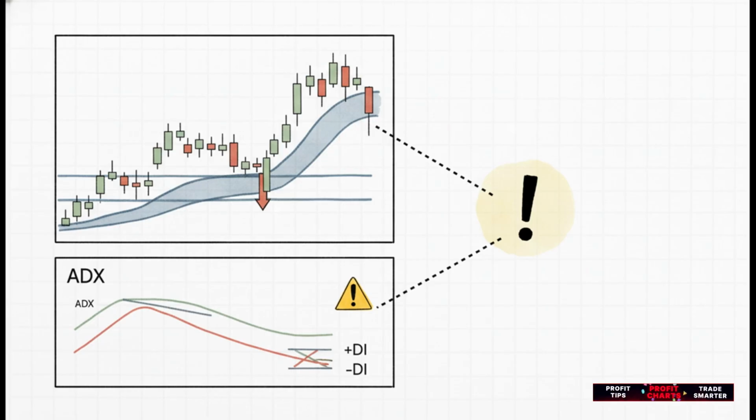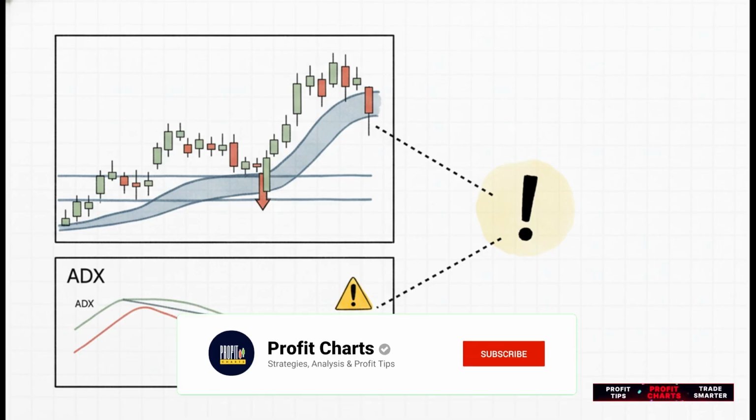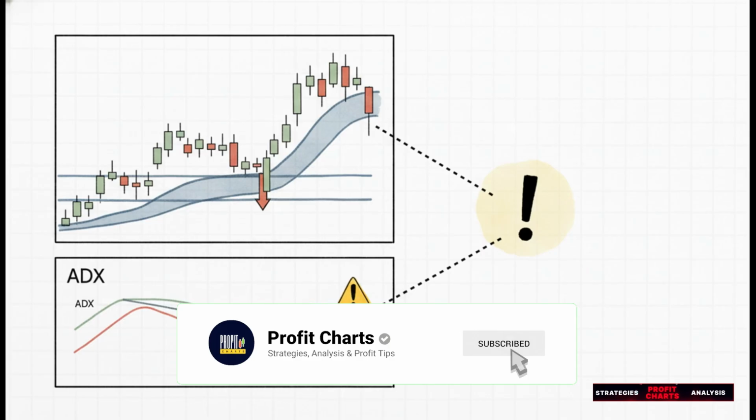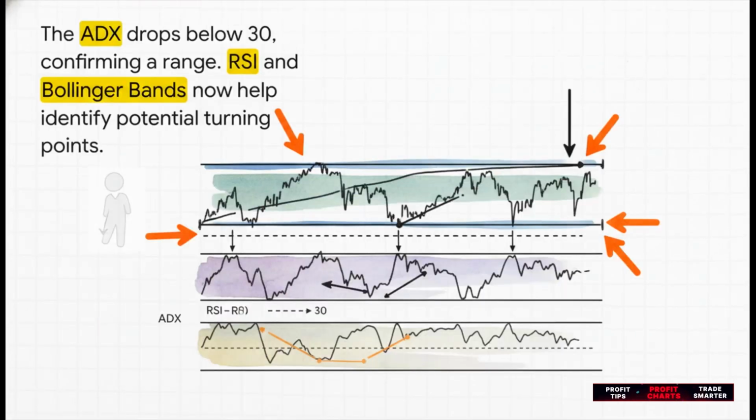See? One indicator alone might not be that convincing, but when the whole team speaks up, that's a powerful signal to be careful or maybe even take some profits. And this right here is why the team approach is a total game changer. When the ADX drops below 30, it's telling us the market isn't really trending anymore. It's just moving sideways. So our strategy has to adapt.